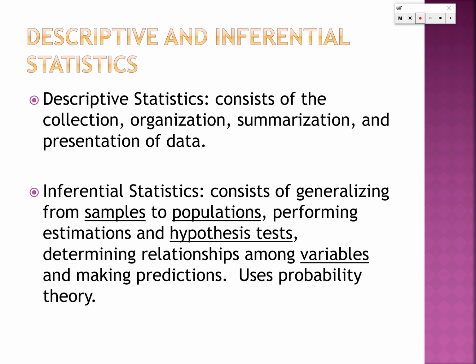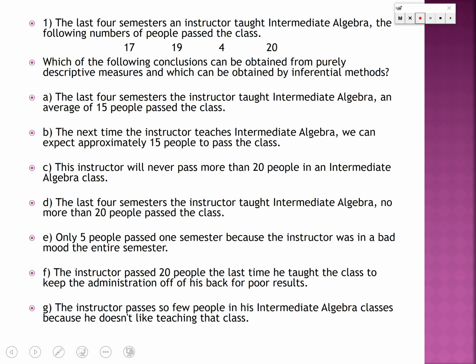So before we get into clarifying a few more pieces, since some of those underlined words might be new to you, let's just take a little pause here and make sure that we have an understanding of the difference between descriptive and inferential statistics. So over the last 4 semesters an instructor taught intermediate algebra. The following numbers of people passed the class. So take a look below, examples A through G, and tell me which of the following can be obtained purely from descriptive or which would be obtained by inferential. So just take a little pause here and try out the example.